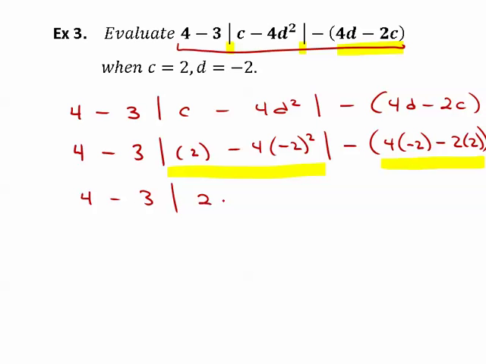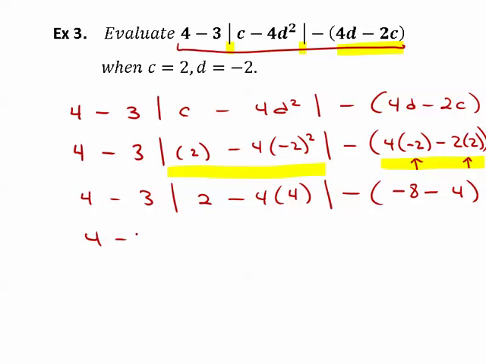Inside the absolute value we have 2 minus 4. We take care of the exponent first, so negative 2 squared again is positive 4, absolute value. Inside the parentheses we can do the multiplication of both products here. We have 4 times negative 2 is negative 8, minus 2 times 2 is 4.